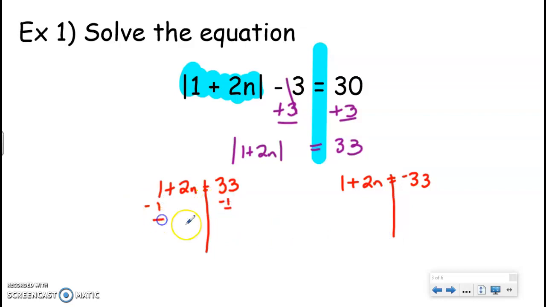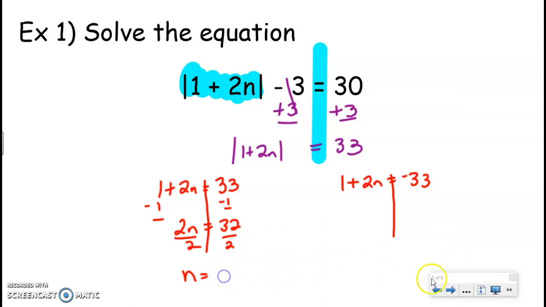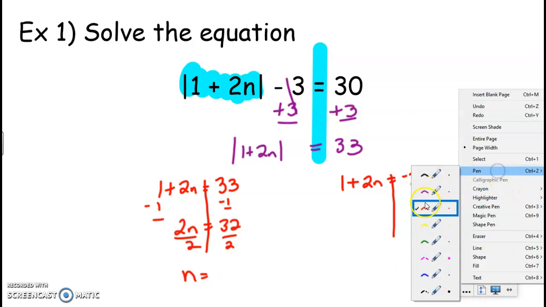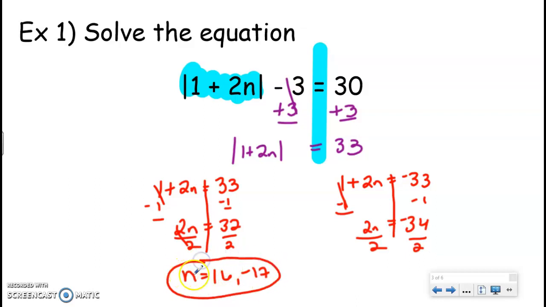So subtract 1 from both sides, you get 2n equals 32. And then divide by 2 on both sides to get n equals 16. And then the same steps on the other side. We are going to subtract 1 from both sides to get 2n equals negative 34. And then divide by 2 on both sides to get n equals negative 17. Okay, and those are your 2 answers.